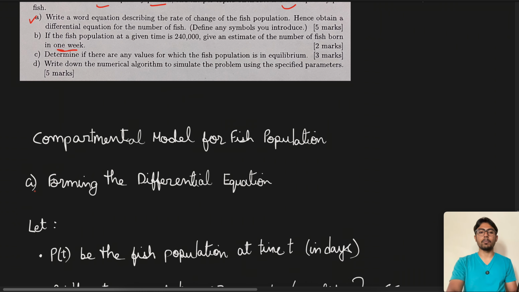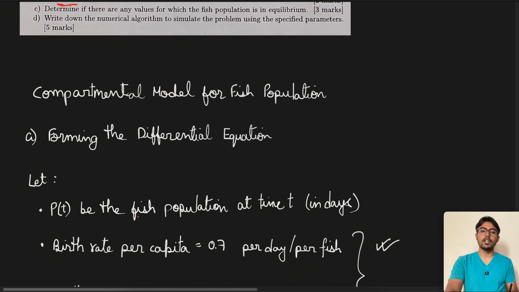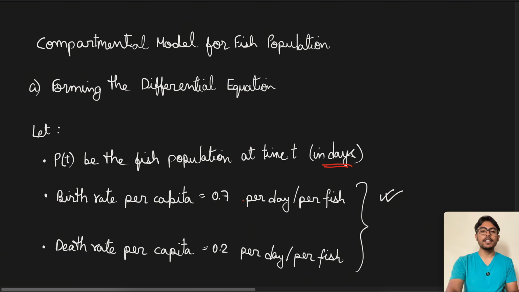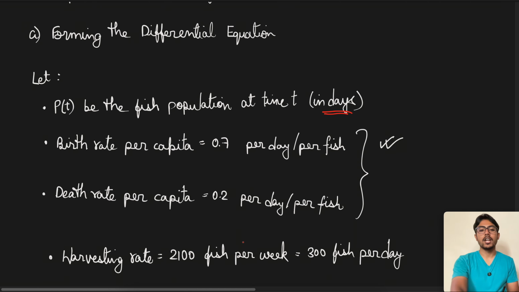Compartmental model for fish population, part 1, forming the differential equation. First we take P(t), which is the fish population at time t in days. Since this problem is more towards the language, we'll be very specific in the terms we use, that is, what t exactly means, whether it's in seconds or minutes or days. In this instance I am taking it in days. Next, the birth rate per capita is 0.7 per day per fish, and the death rate is 0.2 per day per fish. The harvesting rate given is 2100 fish per week, which boils down to 300 fish per day.